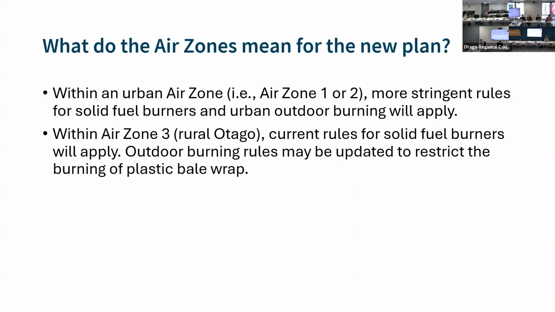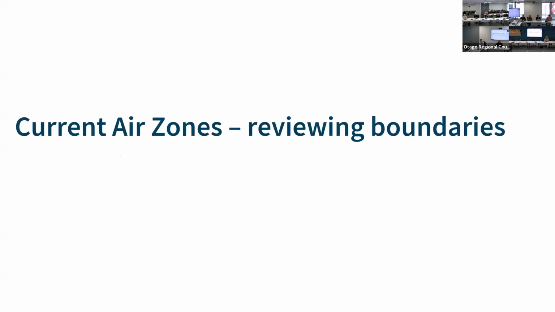So what do air zones mean for the new plan? Well, similar to the existing plan, we will likely have more stringent rules for solid fuel burners and urban outdoor burning within air zones 1 and 2. In air zone 3, rural Otago, we could potentially carry over the existing rules for solid fuel burners, and we may look at updating those outdoor burning rules. So that's sort of where we're headed. First of all, we'll look at the boundaries of the existing air zones, and after that we can discuss potential new air zone areas.